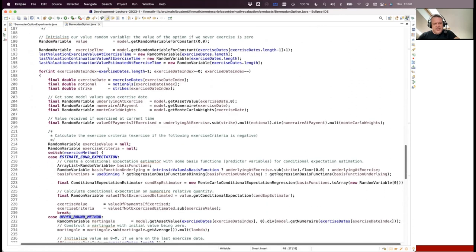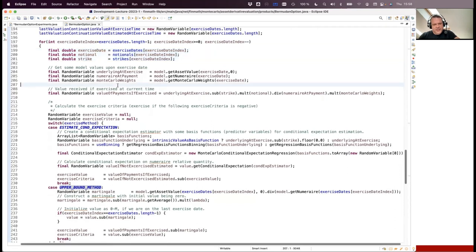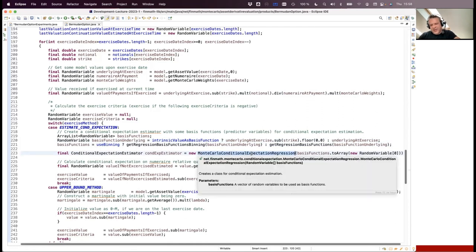Okay, so now comes the backward algorithm. I loop backward over time. I fetch all the properties of the product. This is the value of my underlying. And you see now the code is very short. So I build my regression basis functions. I pass this to my Monte Carlo conditional expectation estimator.